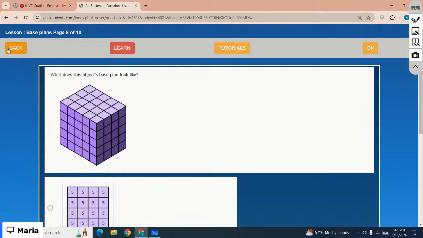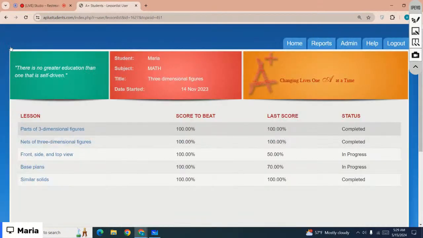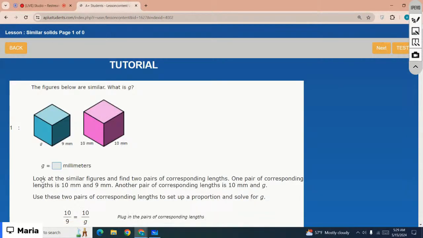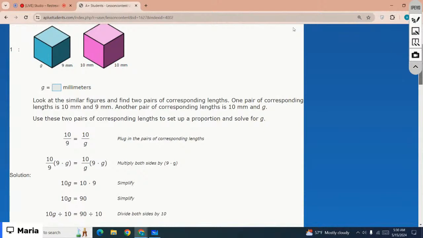Okay, you can complete the lesson by yourself later today. Let me just move on to the next lesson. That is similar solids. The figures below are similar. What is G? Both the figures are similar. You need to find G.